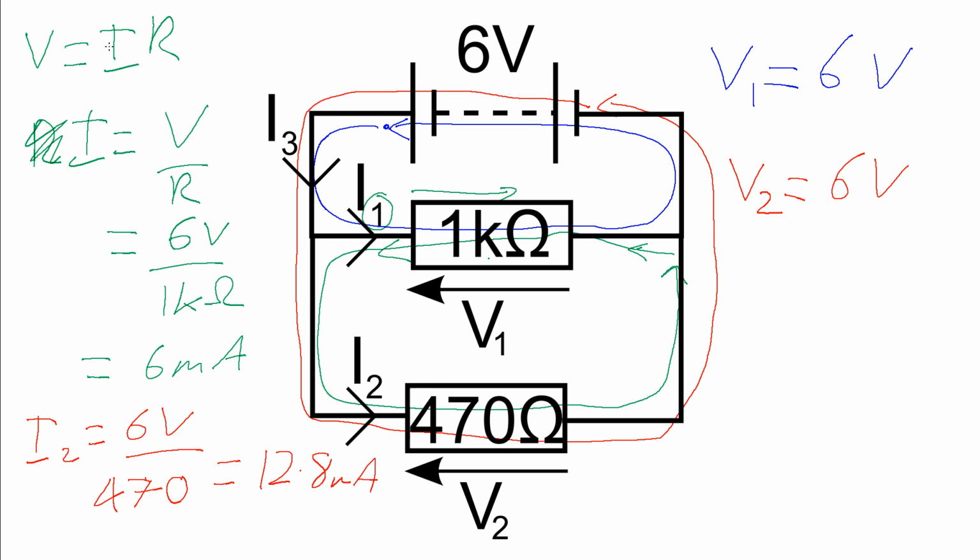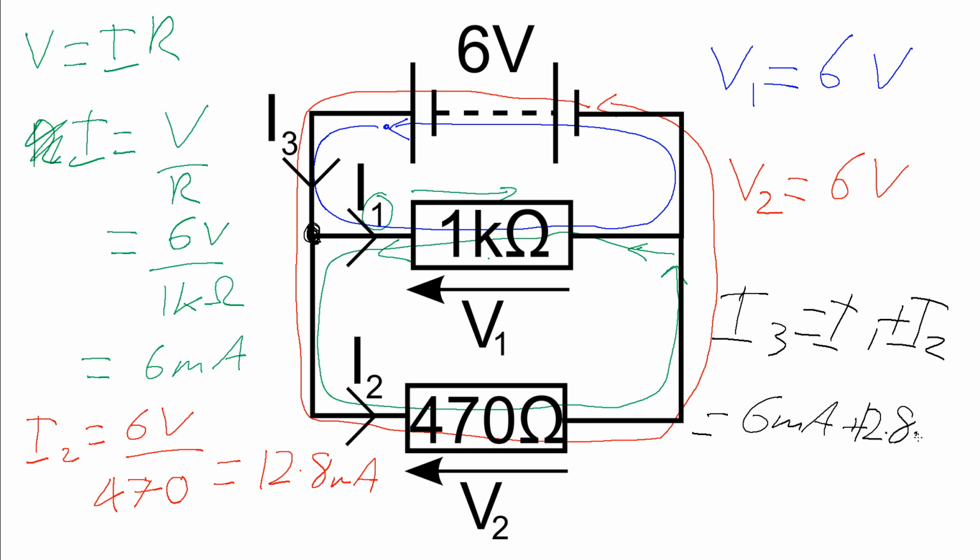For I3, we're going to go back to Kirchhoff's current law. That says that at this junction the total current entering it must be the same as the total current leaving it, and so we say I3 is I1 plus I2, which is equal to 6 milliamps plus 12.8 milliamps, which gives us 18.8 milliamps. So we can see here that we've now got a very powerful set of tools in these 3 laws that we've come across. Kirchhoff's voltage law, Kirchhoff's current law, and Ohm's law combined together allow us to quite readily do some in-depth analysis of circuits.